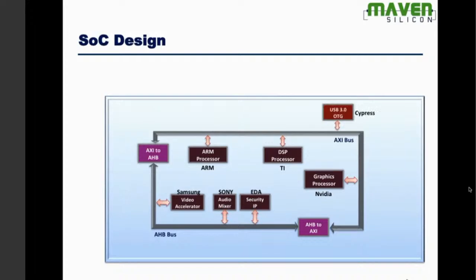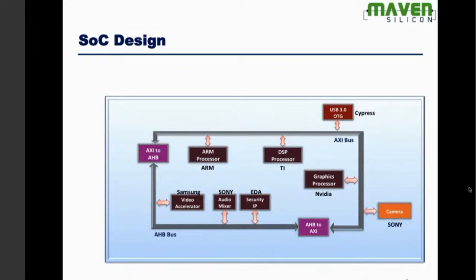In addition to this, they may need some interface IPs. You need to recollect the previous architecture. In addition to the engine, we need various kinds of interface IPs. When it comes to USB, they may look at Cypress as their partner because Cypress is specialized in creating USB IP.